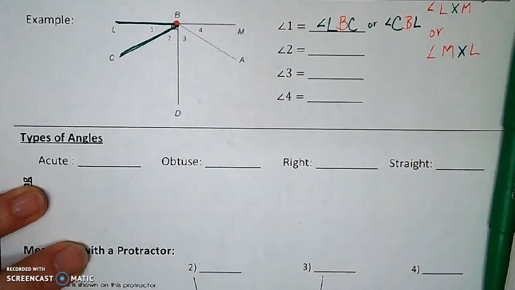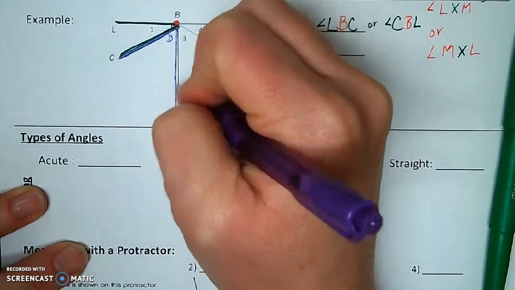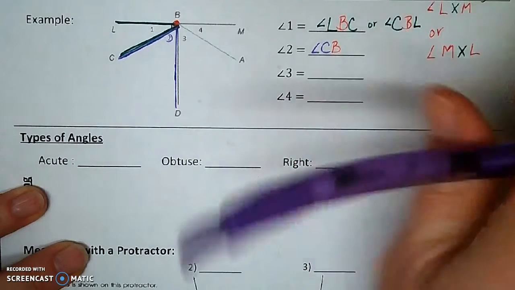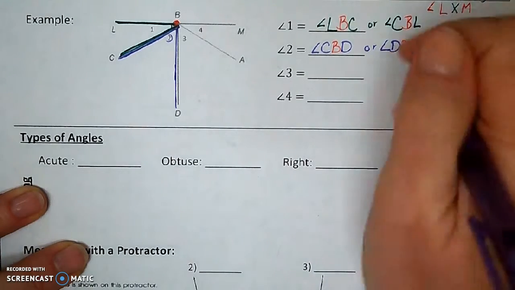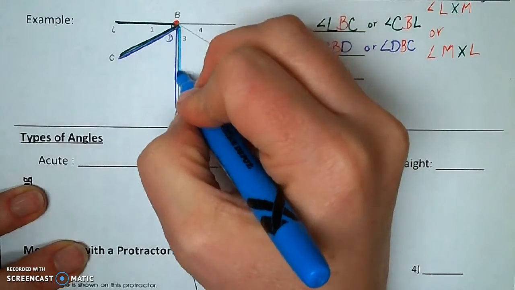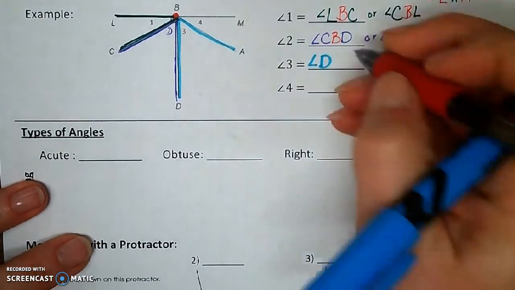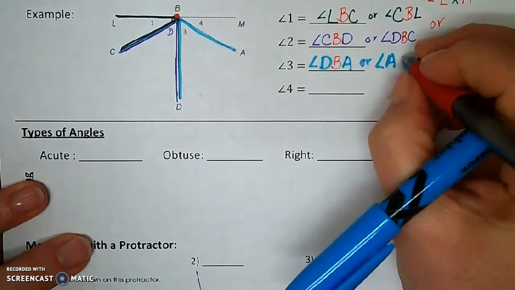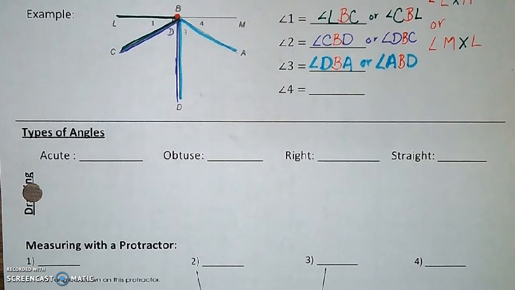For number 2 here, I'm going to switch some colors out. Angle number 2 is made up of C and D, and once again, it's using that same vertex of B. So I could call this angle C, B, D, or I could call it angle D, B, C. Our next one, angle 3, is made up of D and A. So I could call this angle D, B, A, or angle A, B, D. And then our last one, let's have you pause it and see if you can name it.